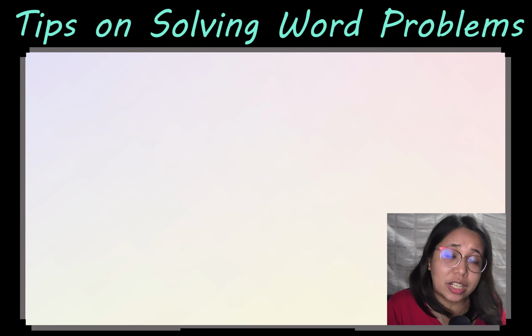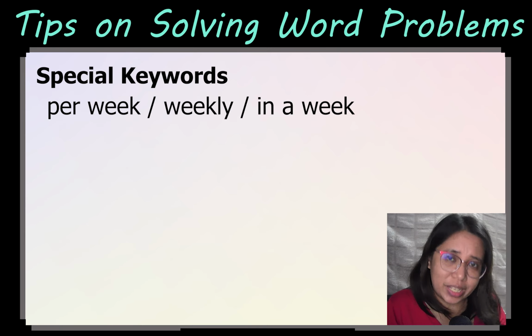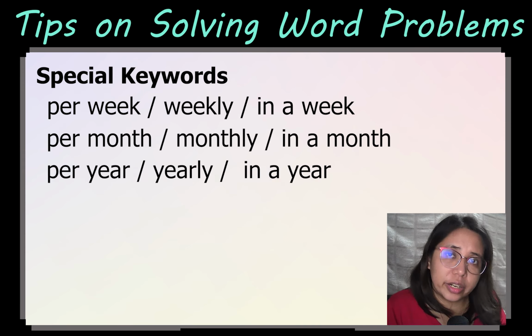Meron din naman mga special keyword na related sa time. So, halimbawa nito ay per week, weekly, in a week. Okay? And most likely, multiply natin siya sa 7 or divide by 7. Pwede din per month, monthly, in a month. And most likely, we multiply it to 30 or divided by 30 or divided by 12. So, pwede din per year, yearly, in a year. Most likely, multiply natin siya sa 365 or i-divide sa 365 or multiply sa 12.